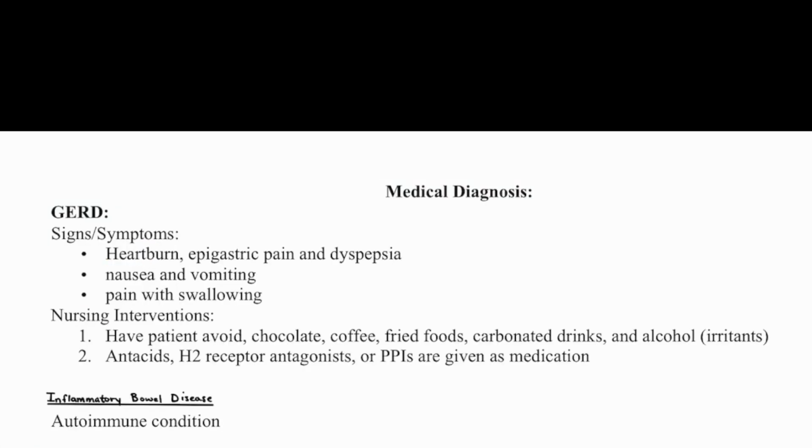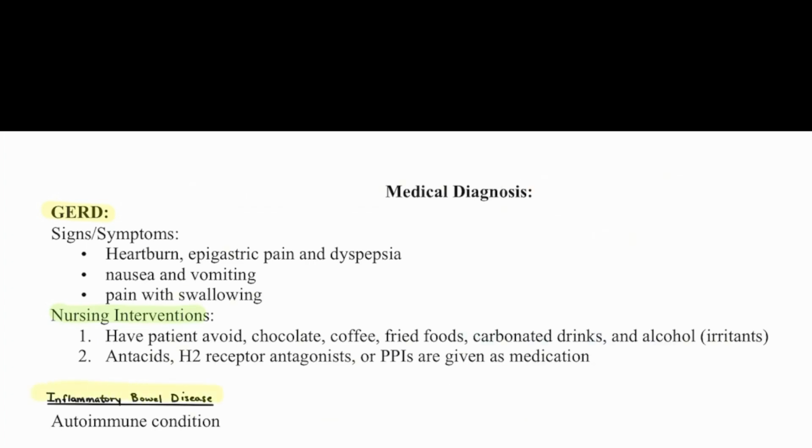Let's talk about some different medical diagnoses you'll see within the gastrointestinal system. The first one is GERD. This is better known as heartburn. They'll have heartburn, epigastric pain, dyspepsia, nausea and vomiting, pain swallowing. Our nursing interventions can include having them avoid irritants like coffee, chocolate, fried foods, carbonated drinks, and alcohol. They can also be medicated with things like antacids, H2 receptor antagonists, or PPIs.